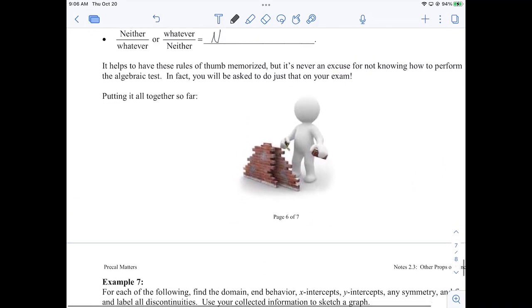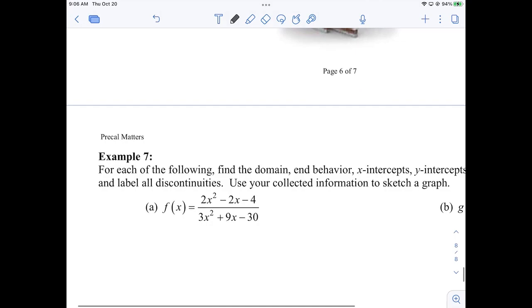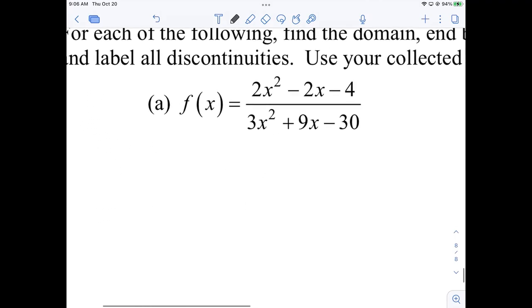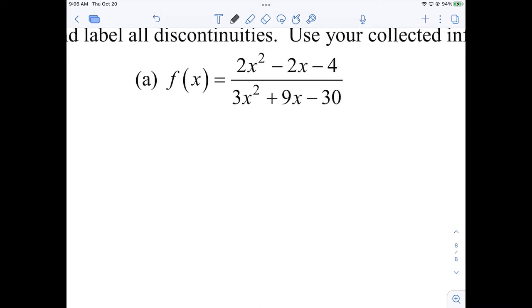All right, putting it all together now. For each of the following, find the domain, end behaviors, symmetry, everything that we've learned about the graph. Step 1, let's find the domain. That's the first thing you should think about when you have a function like this. Since I have a denominator that is a polynomial, I'm going to want to factor it, and I might as well factor the numerator as well. So that would be how you find the domain.